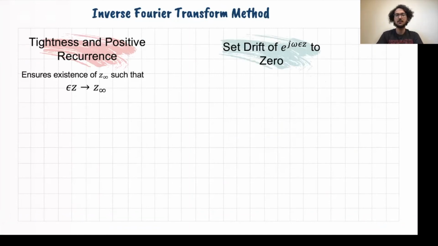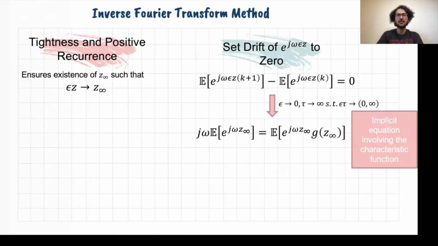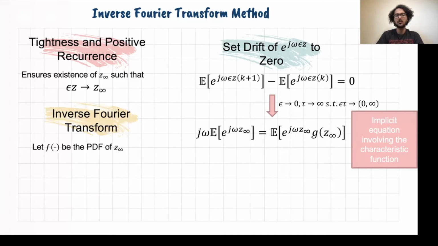Next, we set the drift of the characteristic function of the imbalance to 0. After taking the heavy traffic limit, we obtain an implicit equation in terms of the characteristic function. To solve this implicit equation, we take the inverse Fourier transform. In particular, we observe that the characteristic function of a random variable is the same as the Fourier transform of the PDF of that random variable.